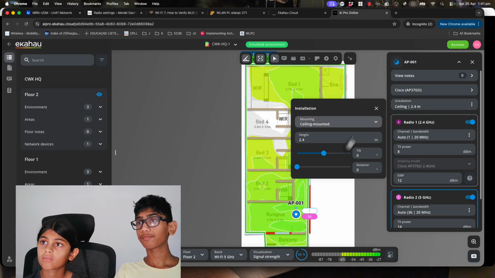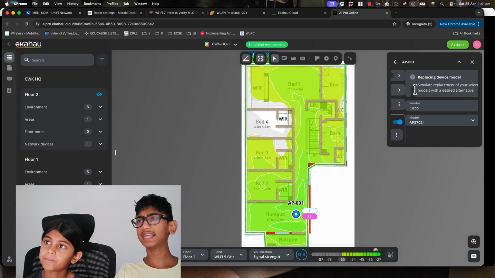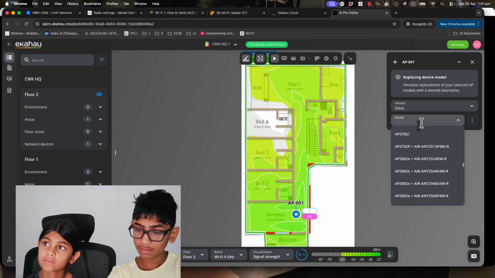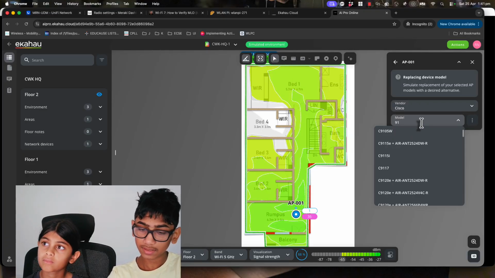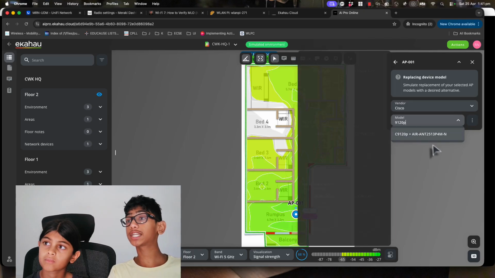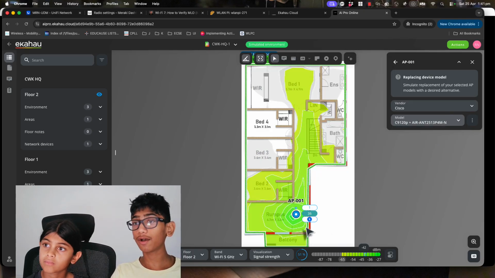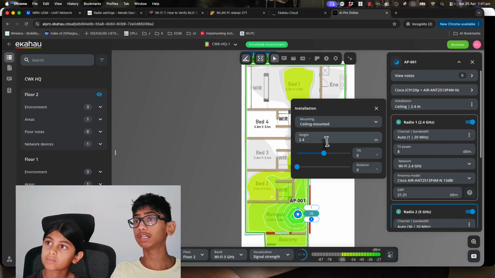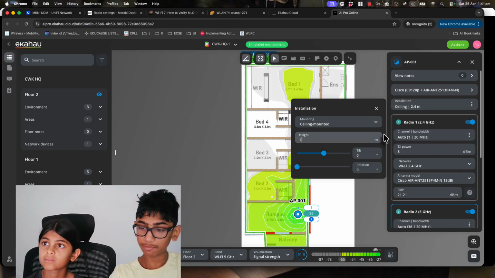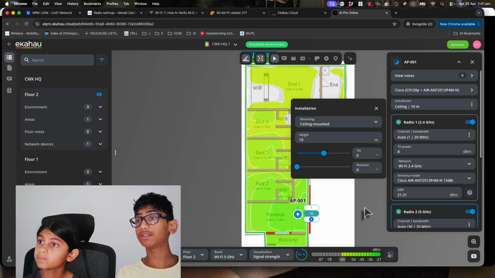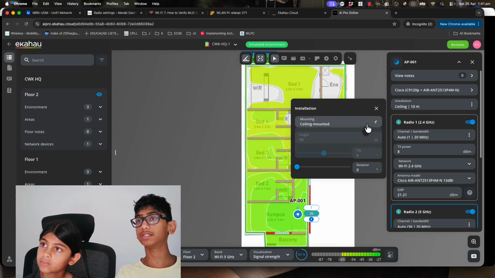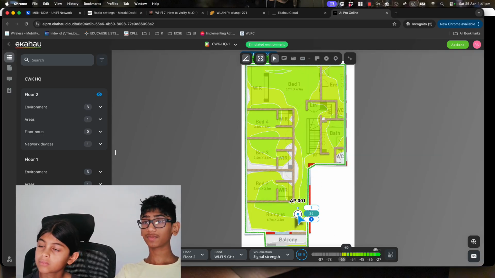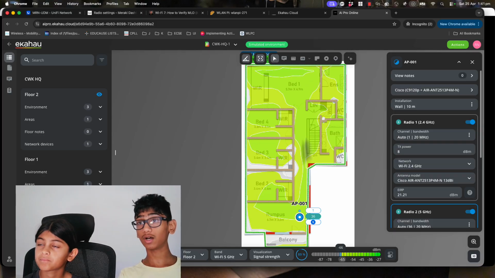So now, if we change the access point, we can get a directional access point here. So now we have a directional access point. So we go here, we will change this to 10 meters because of what we talked about with the warehouse. And now it's ceiling mounted, so we'll just change that to wall mounted, right? And now you can see it covers a lot here.